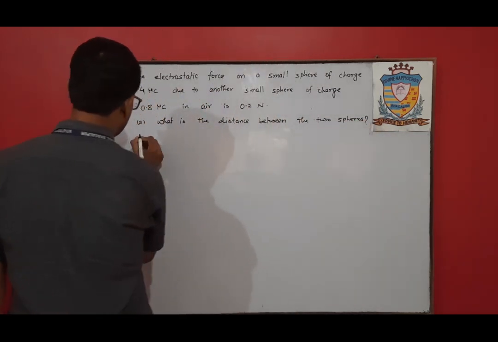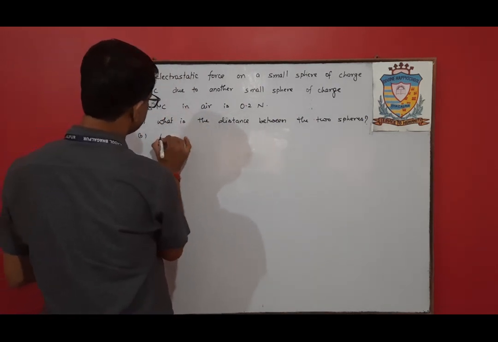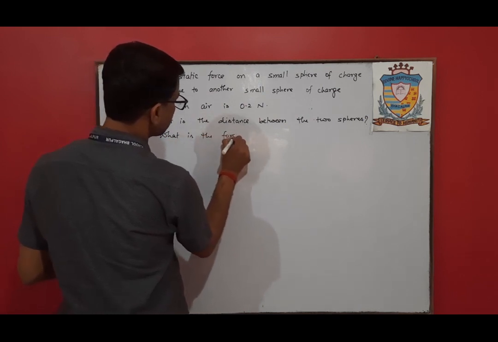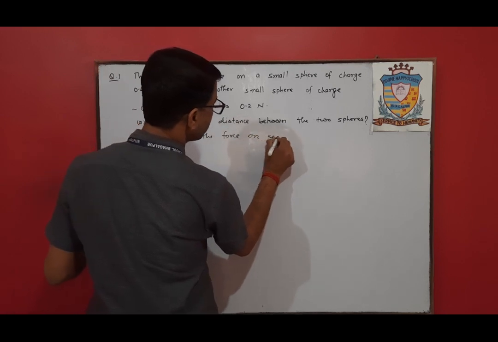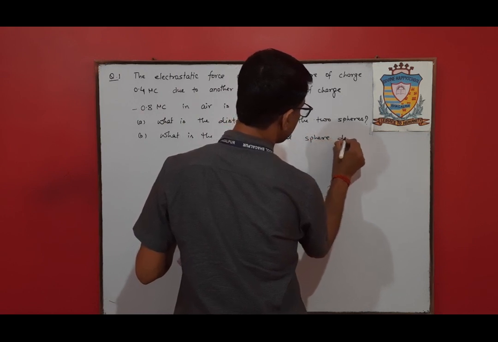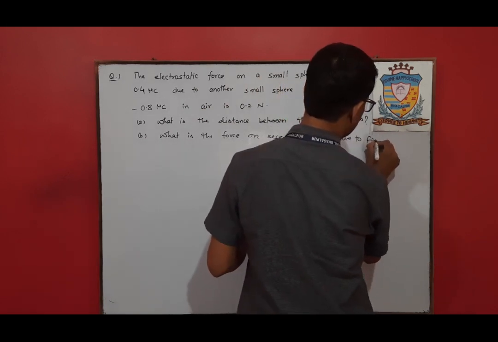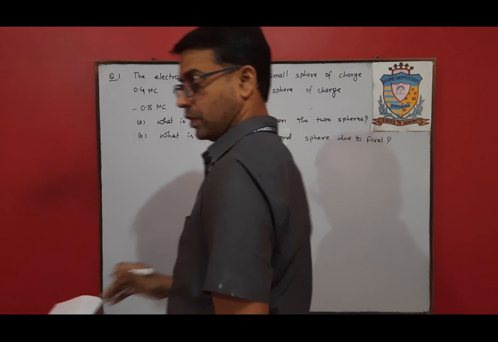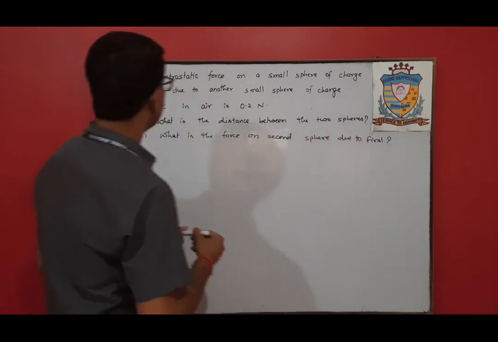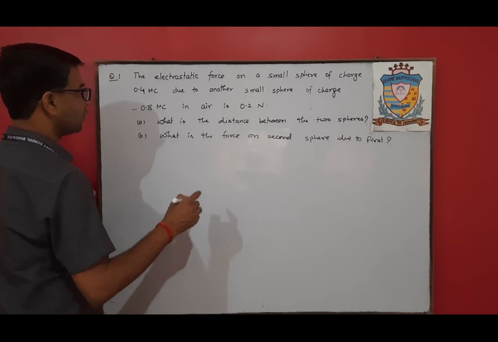And in the second part, what is the force on the second sphere due to the first sphere? Clear? So here it is given that the electrostatic force on a small sphere of charge 0.4 microcoulomb.